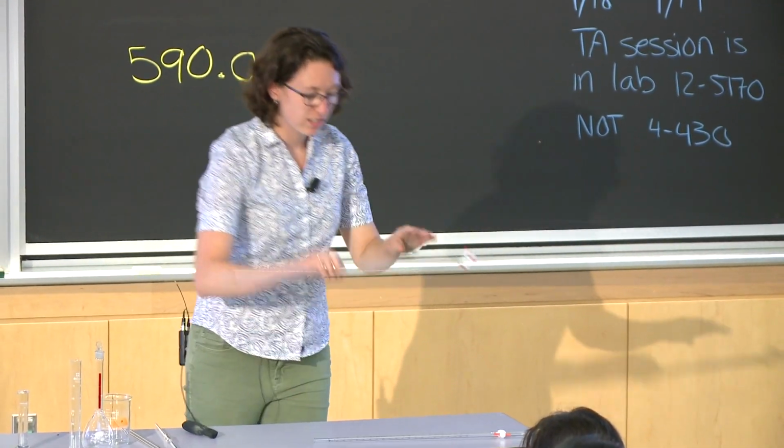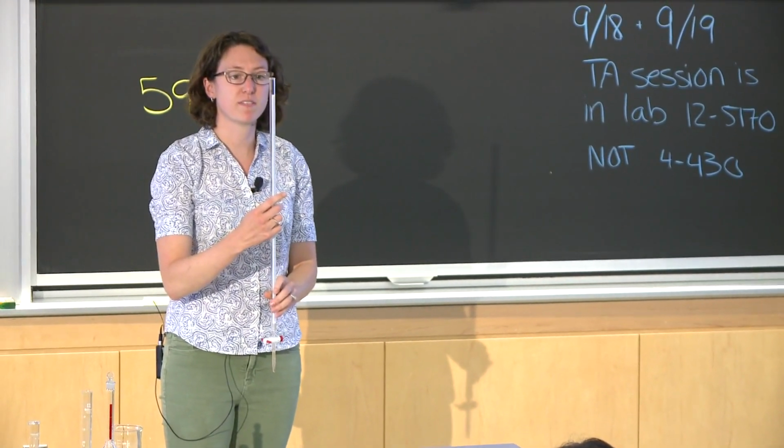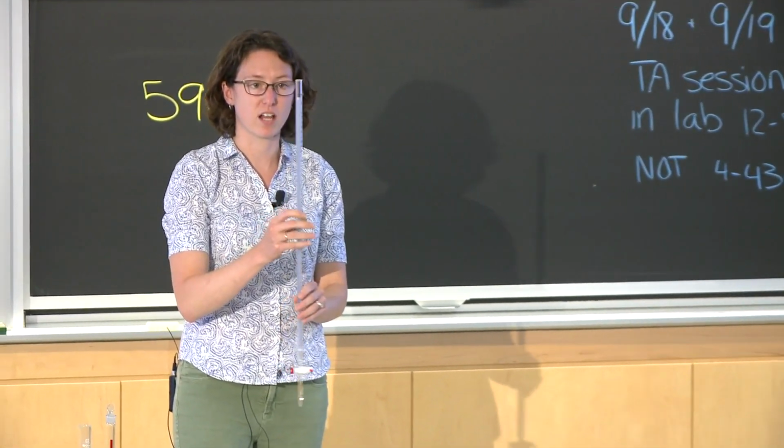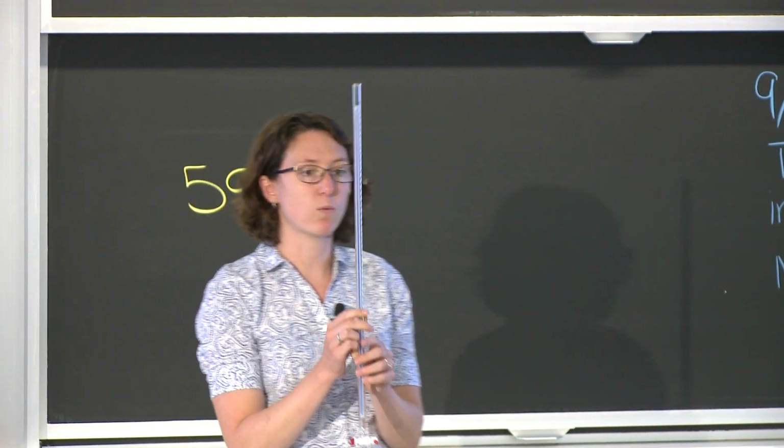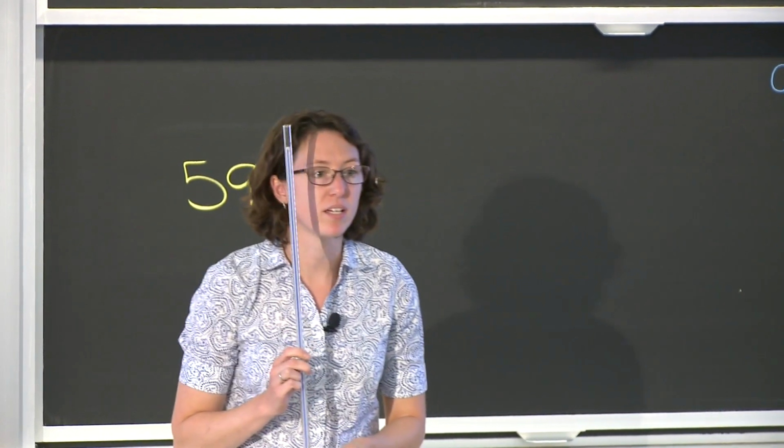With burettes, so this is a 50 milliliter burette, and it doesn't have a tolerance listed on it, but it has markings every 1/10 of a milliliter. So what would the uncertainty in a burette be, in this burette?